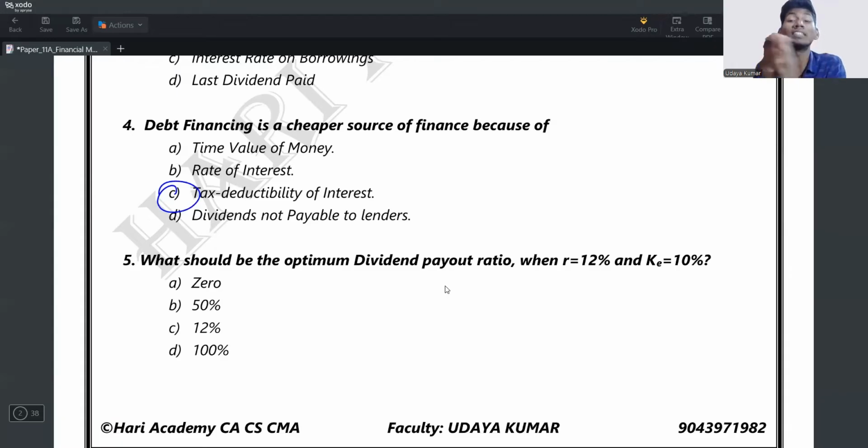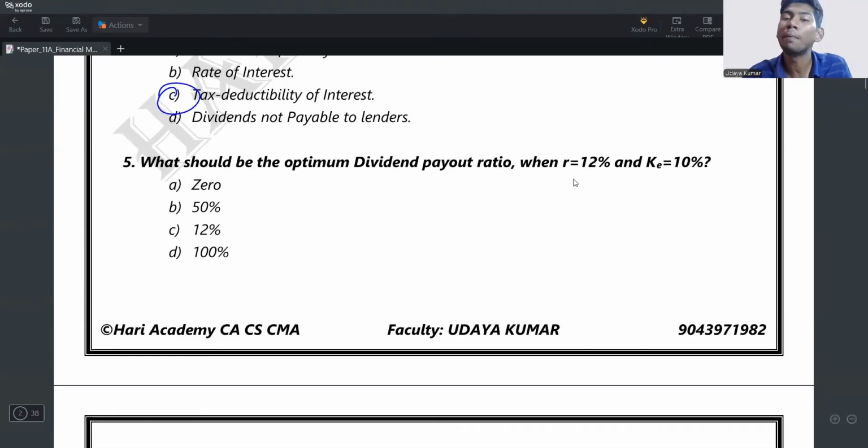So it's the interest tax shield. This is known as interest tax shield. So the right answer is tax deductibility of interest. Moving to question number 5: what should be the optimum dividend payout ratio where R equals 12% and K equals 10%, which we have discussed in our dividend decisions? You can try to recollect the answer.